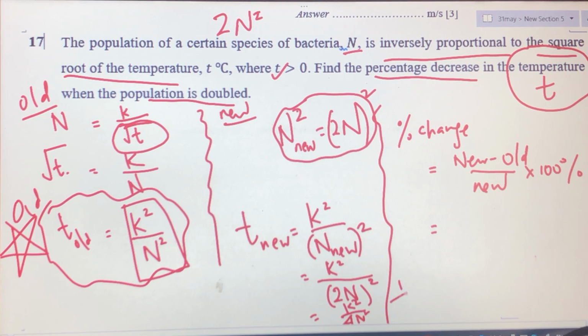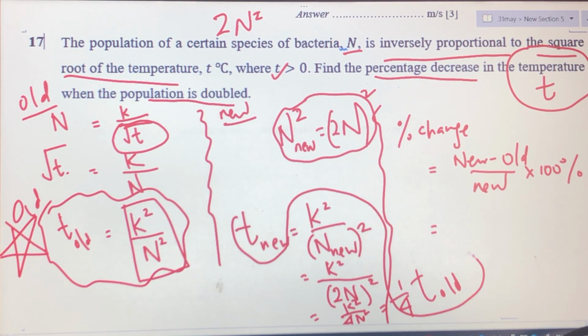Isn't that your old time? So your new time is 1/4 of your old time. So don't you agree, just by using your kindergarten work, from one whole, it went down to 1/4 whole. So definitely it is a 75% decrease, right?